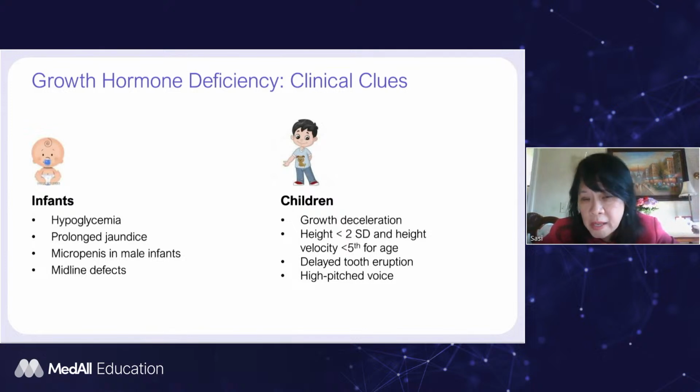And for children, the hallmark of growth hormone deficiency is slow growth. You have a height that is not keeping up with the normal growth chart, a height below 2 standard deviations below the mean, and height velocity less than the 5th percentile. And they tend to have delayed bone age as well as delayed tooth eruption. And because of the immature laryngeal structure, they may have a high-pitched voice.